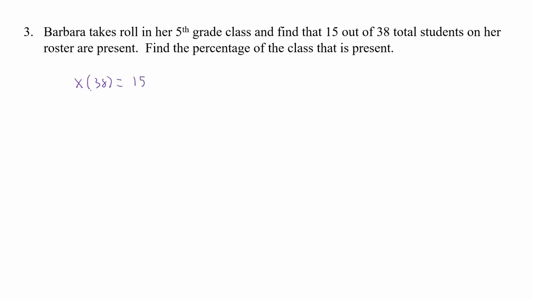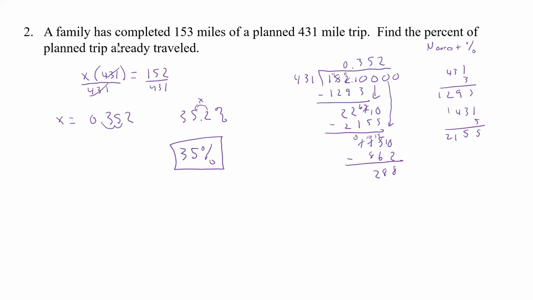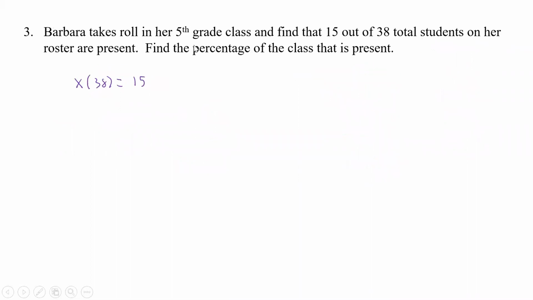So now, just like the last problem, we knew that we wanted to find the percent of the total trip. So we took x times 431 was equal to how far we've already gone. Oops, I'm supposed to be 153 and I did 152. We'll change the problem. So that's a 2 now. All right, so we changed the problem in the middle, but that's okay. All right, so now we have to divide and make sure I have the right numbers here. 15, 38, that looks good. So we're going to divide by 38.